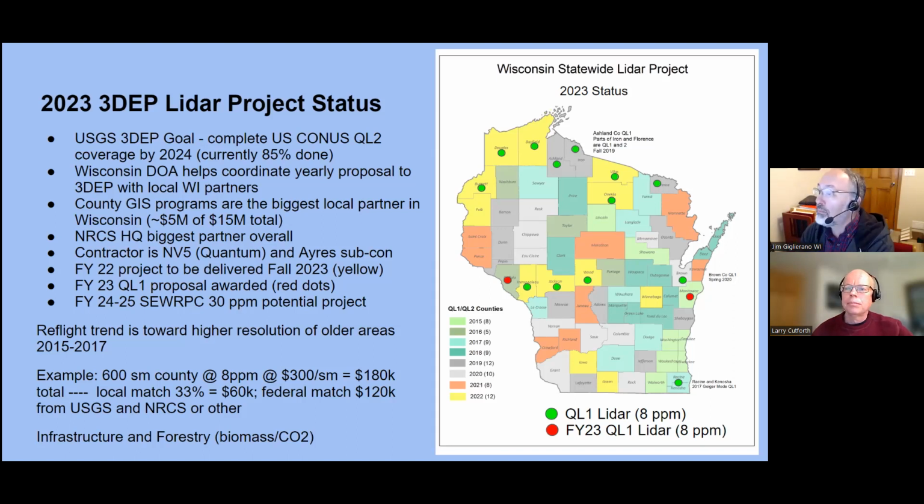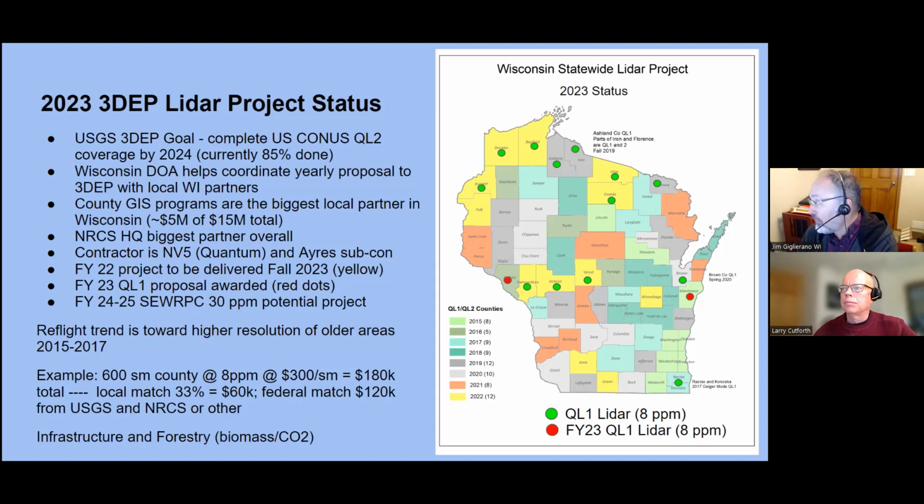So we have a contractor that does most of the work. It used to be called Quantum. It's now NV5, and the folks at Ayres in Madison are a subcontractor and do a lot of upgrades and derivatives for the counties. Our last big delivery will be in the fall. This is the projects in yellow. These were the final ones that we needed to upgrade from those earlier ones.